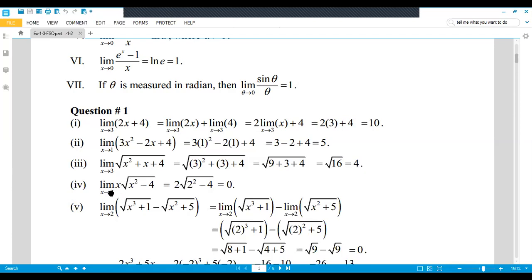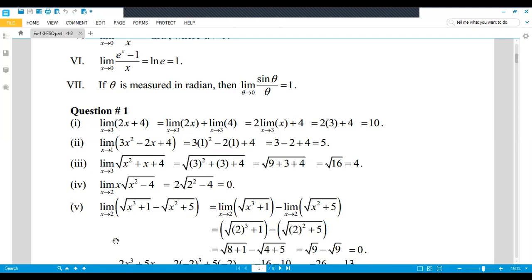Now again, limit x approaches 2. So where you find x, there you put 2. So 2 under root 2 square minus 4. You know that 2 square is 4. So 4 minus 4 is 0. Under root 0 is 0. 0 multiplied with 2 is 0.